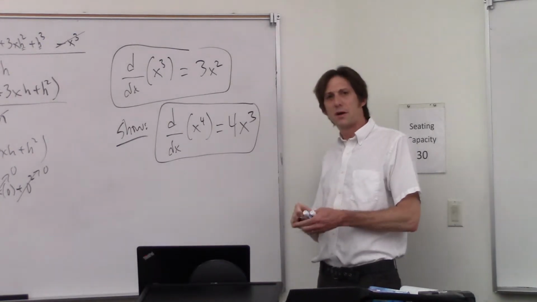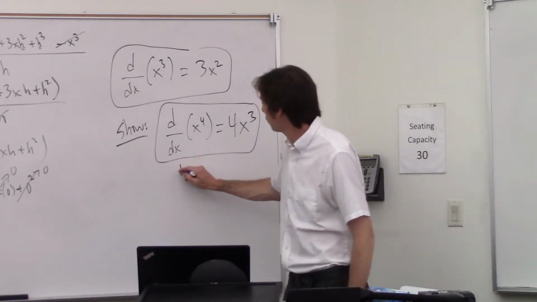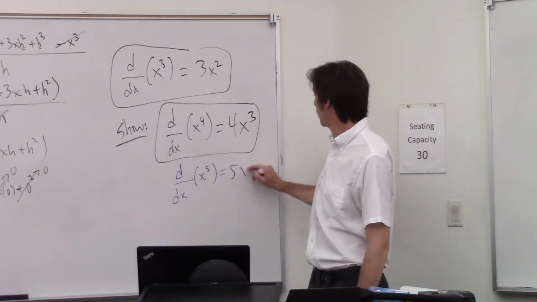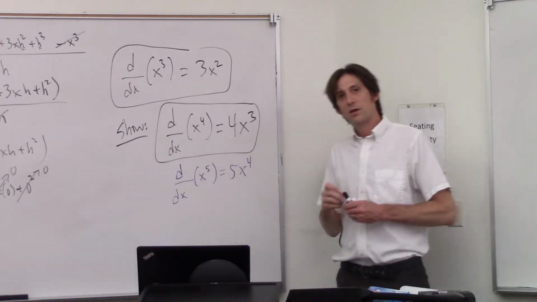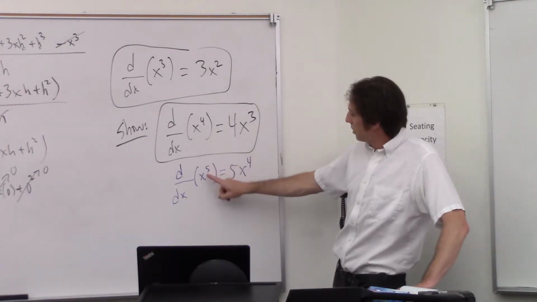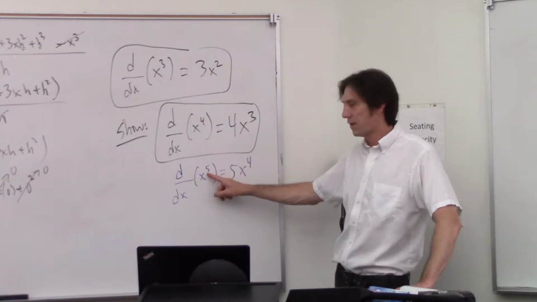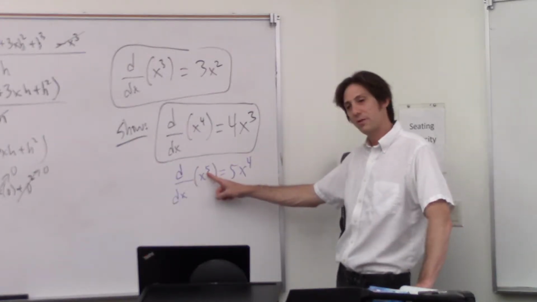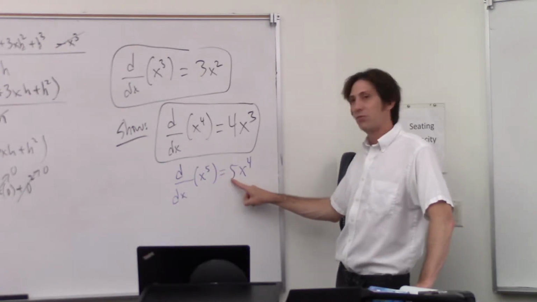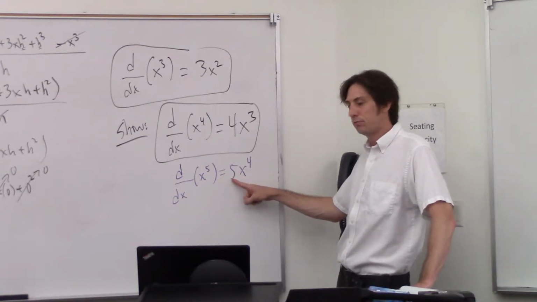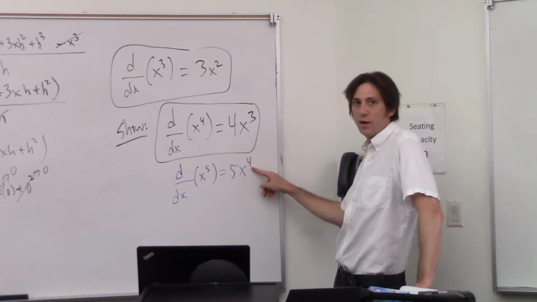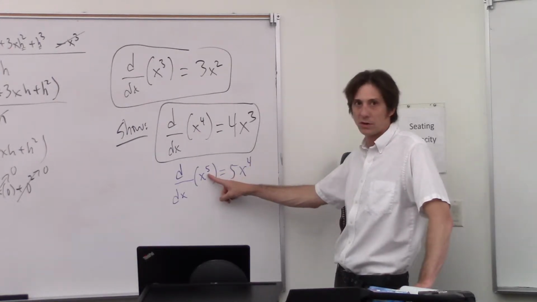Hopefully you're seeing the pattern, okay? Another one that you could do is d dx of x to the 5th is equal to 5x to the 4th, right? And so what we're seeing here is something called the power rule. Here's my original function, x to the 5th. To get the derivative, that 5, the original exponent, comes in front as a multiple, and then the new exponent, the exponent for the derivative, is 1 less than the original exponent.